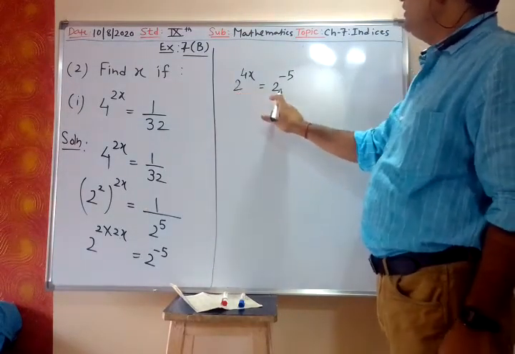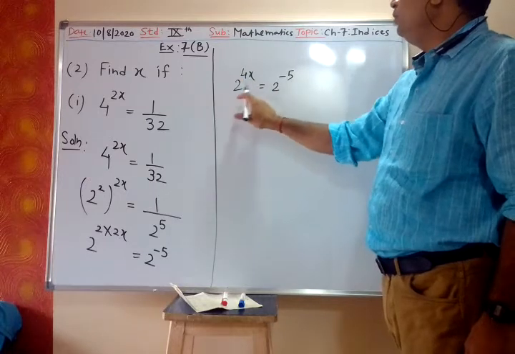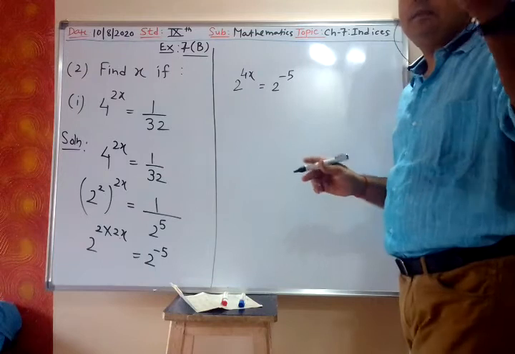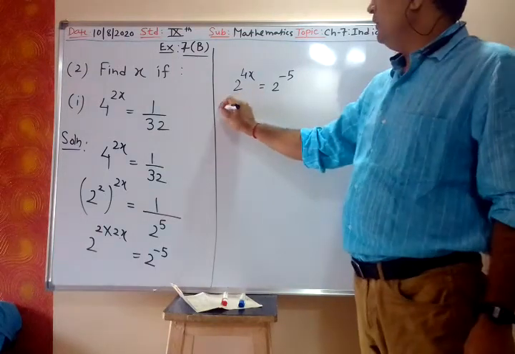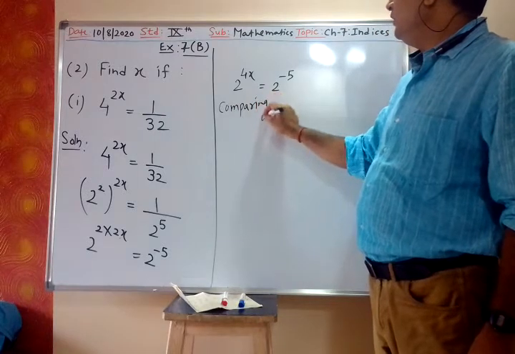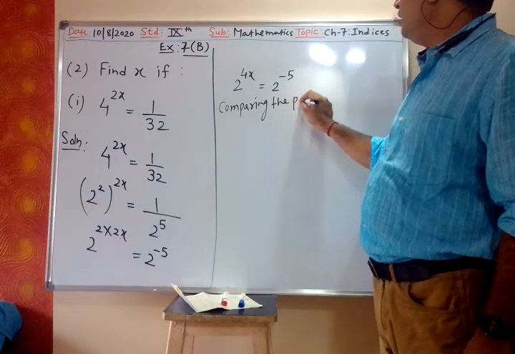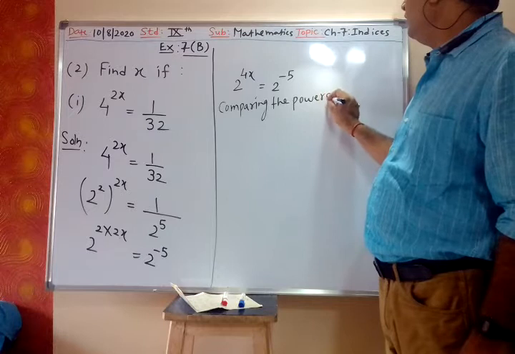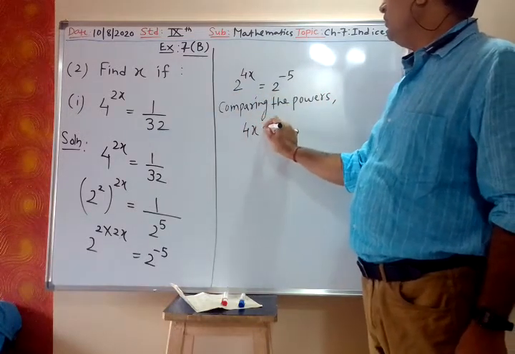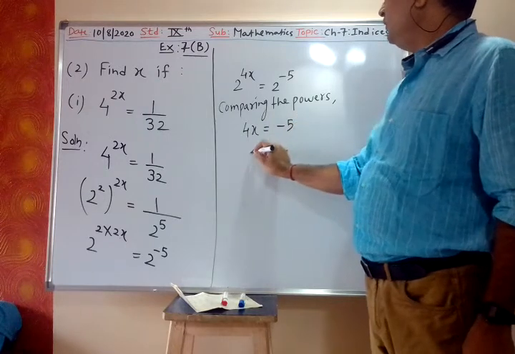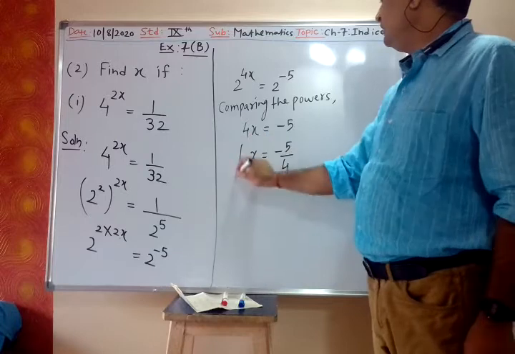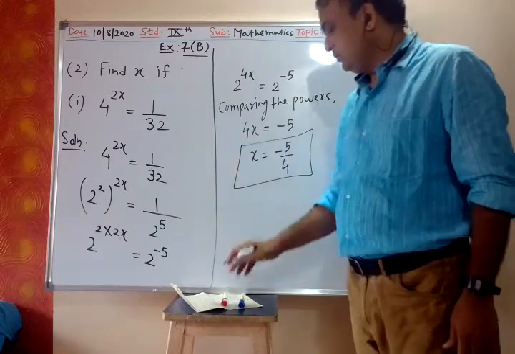Left hand side and right hand side, the base is same, 2, 2. Whenever the base is same, we can compare the power. So comparing the power, we can compare the power only when the base is same. So we'll get 4x is equal to minus 5. So x is equal to minus 5 upon 4.